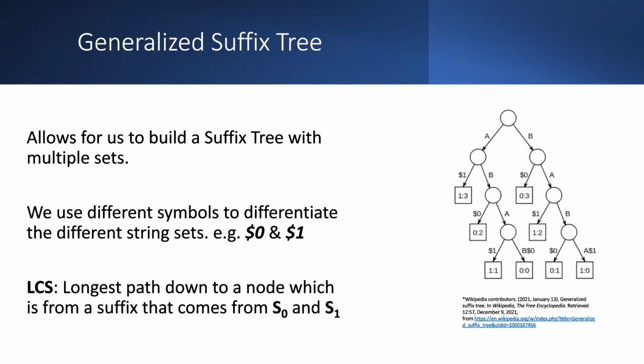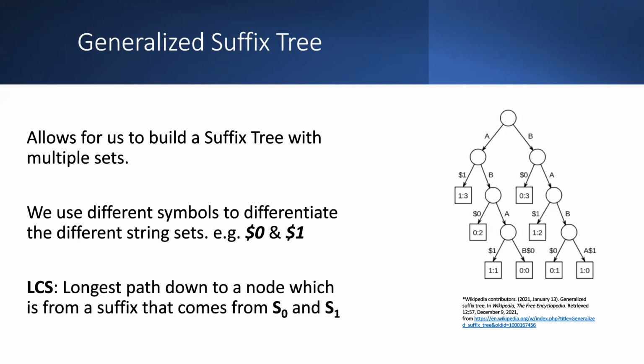For this particular problem, we're going to want to build something called a generalized suffix tree. The difference is that a generalized suffix tree allows us to build a suffix tree of multiple sets. For example, if we're given that input, S0 and S1, we're going to want to put them both into a tree and then compare to see which one has the longest path. That will give us our answer.